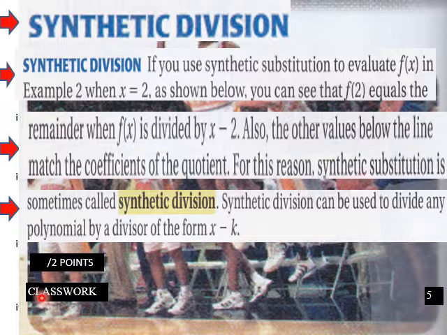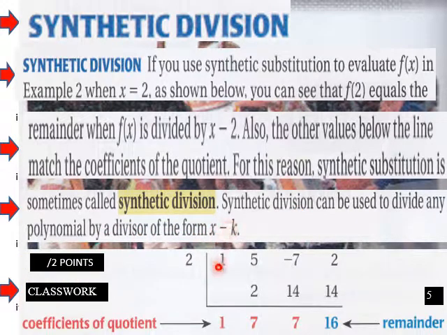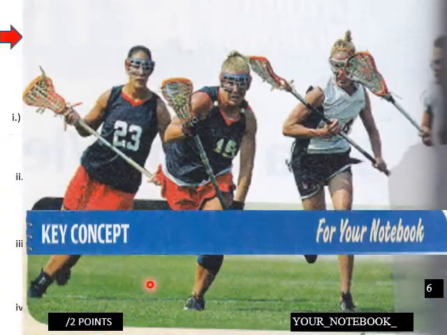Synthetic division, and this is a classwork page, page 5 on your classwork. Synthetic division can be used to divide any polynomial by a divisor of the form x minus k. So we got a situation here where we divided 2 into 1, 5, negative 7, and 2, and we get this situation here with a remainder of 16. I'm going to show you how to do this here, and this is way faster than doing it by long division. So let's get into that.